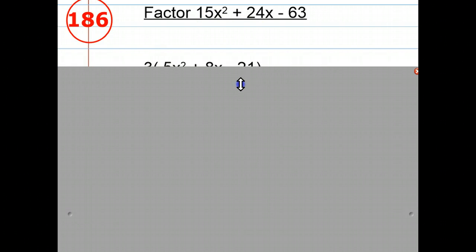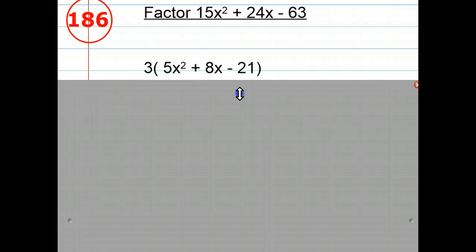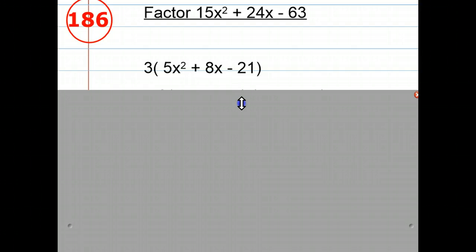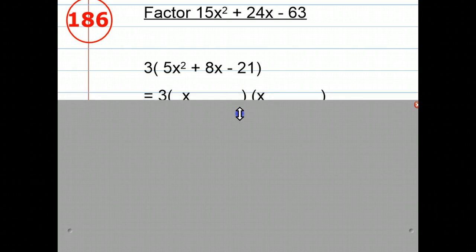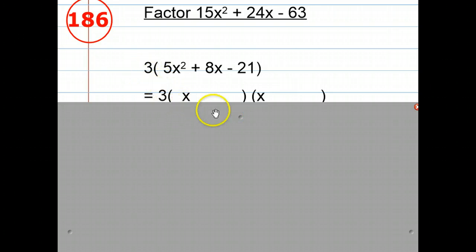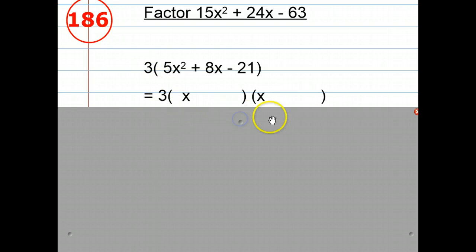So if I factor out a 3, then this problem becomes 3 times 5x squared plus 8x minus 21. And 5x squared plus 8x minus 21 is a much simpler problem to factor than 15x squared plus 24x minus 63. So we still have the 3, but now we're looking at two binomials that multiply together to give me 5x squared plus 8x minus 21.